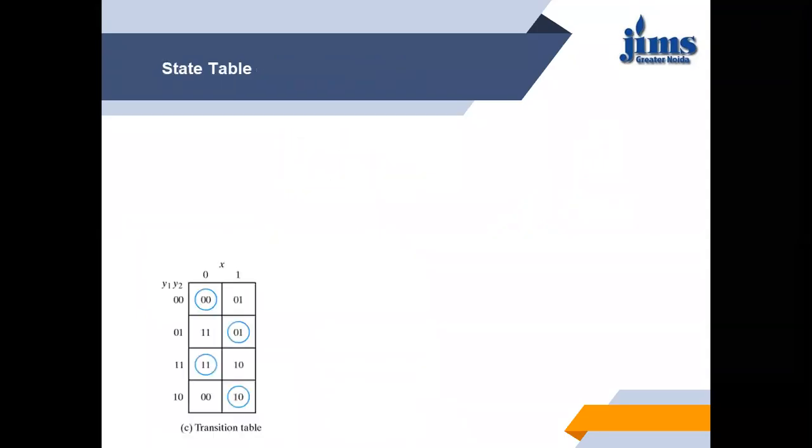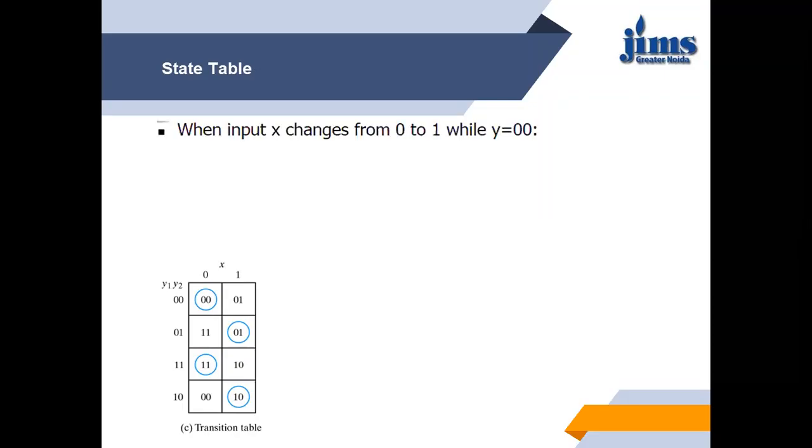Now the state table. This was your transition table. In the last example, we have found out in the last slide, when input x changes from 0 to 1, while y equals 0, 0, and x is 0 initially. So what will happen when input changes from 0 to 1? It will move from 0, 0 to 0, 1.